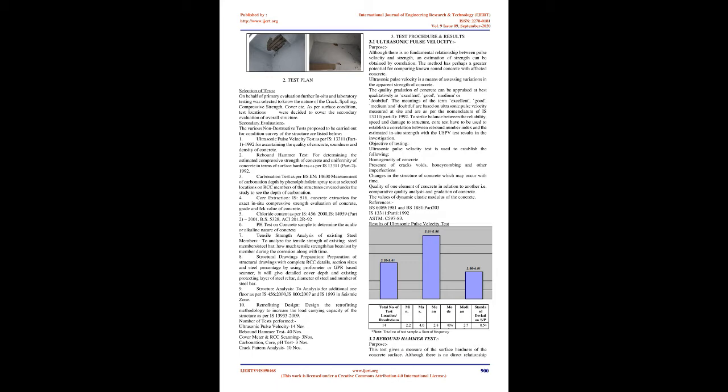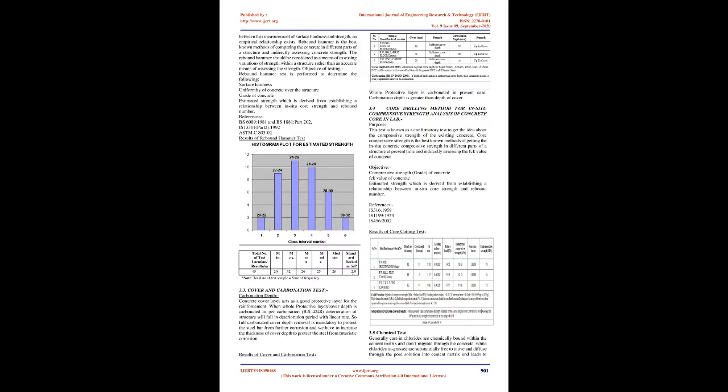As per surface condition, test locations were decided to cover the secondary evaluation of overall structure. Secondary evaluation: the various non-destructive tests proposed to be carried out for condition survey of the structure are listed below. 1. Ultrasonic pulse velocity test as per IS 13311, Part 1, 1992, for ascertaining the quality of concrete, soundness, and density of concrete.